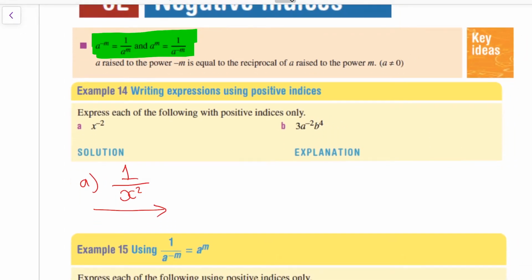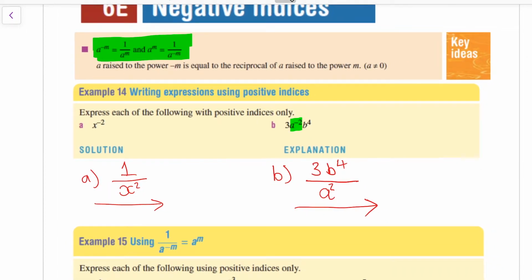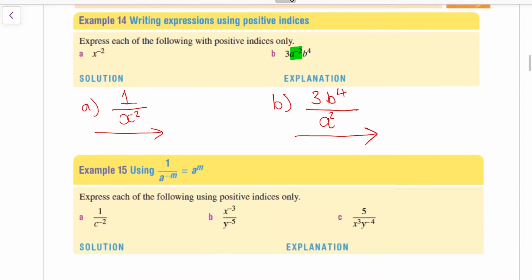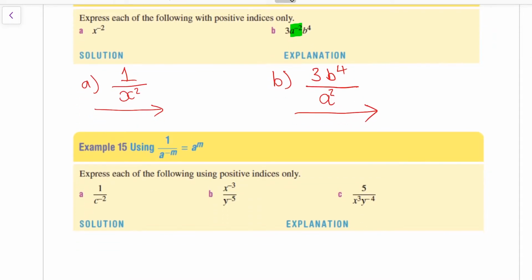Let's have a look at b. This one's a little bit more complicated because you've got to remember there are no brackets. So this negative 2 that's sitting with the a is only on the a. So the 3 and the b to the 4 needs to stay where it is, at the top. We draw the fraction line and the a squared now moves to the bottom. That is as simple as this one can go. There is no cancelling out that needs to happen. Therefore, that is your final answer. Make sure you've copied this into your notebook.